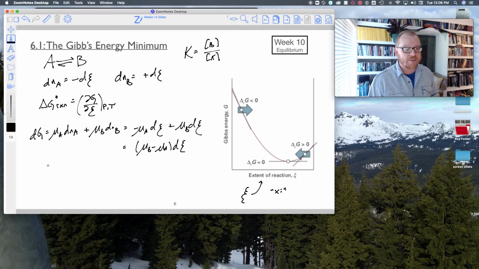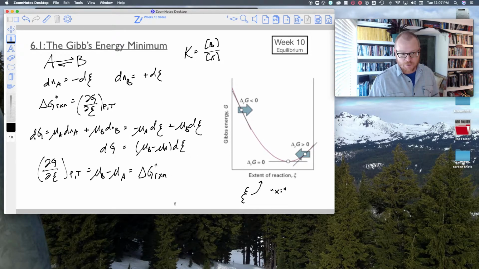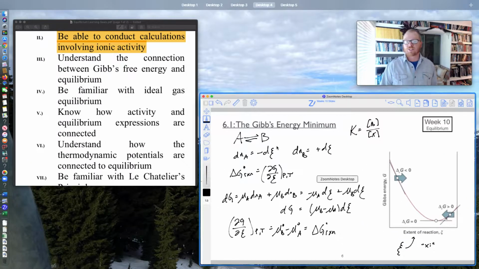Thus I can say that the partial of G by the partial of ξ at constant P and T equals mu_B minus mu_A, because I'm moving this dξ over to the side. If I divide that out, I get that partial, and I'm going to define that as delta G of reaction. I put the standard here, noting that if I make these standard, the 298.15 K value, then I'll have those standard values.